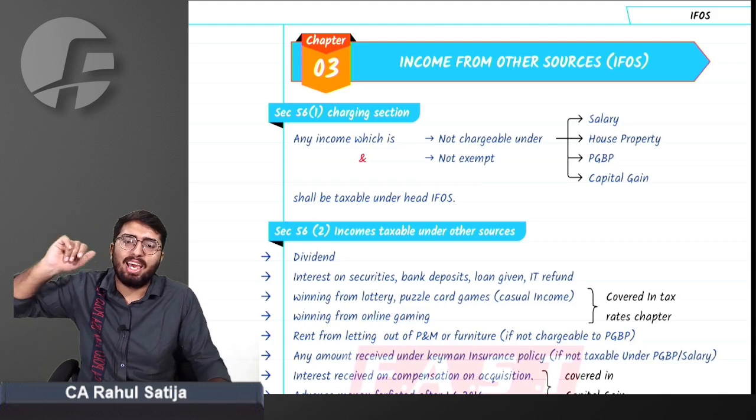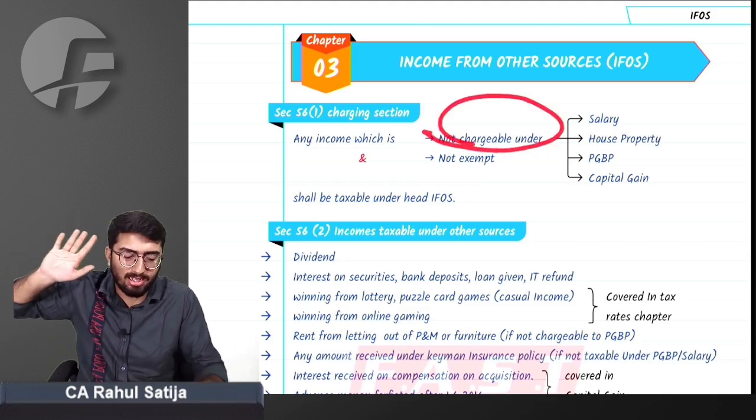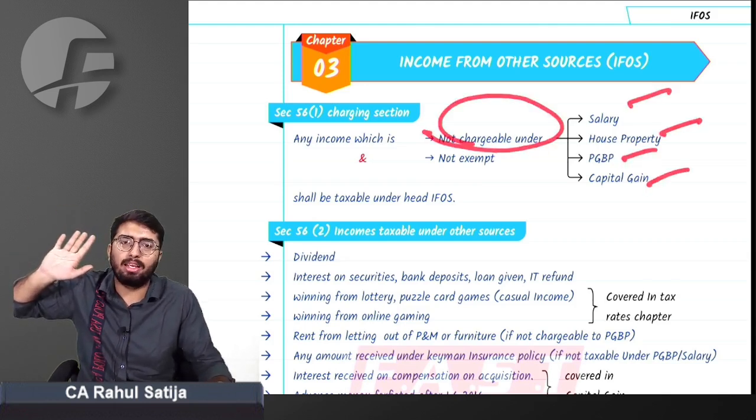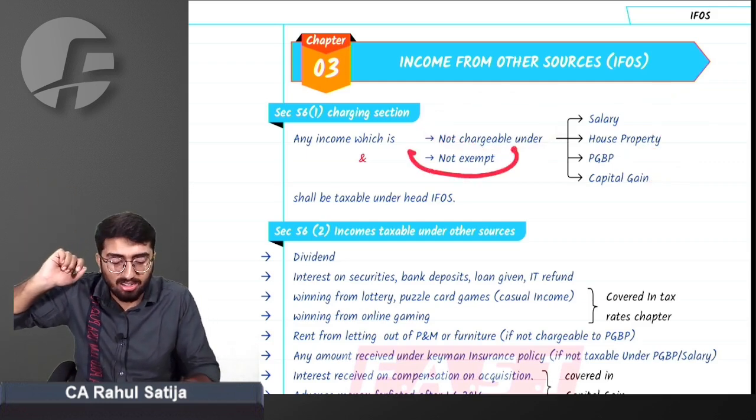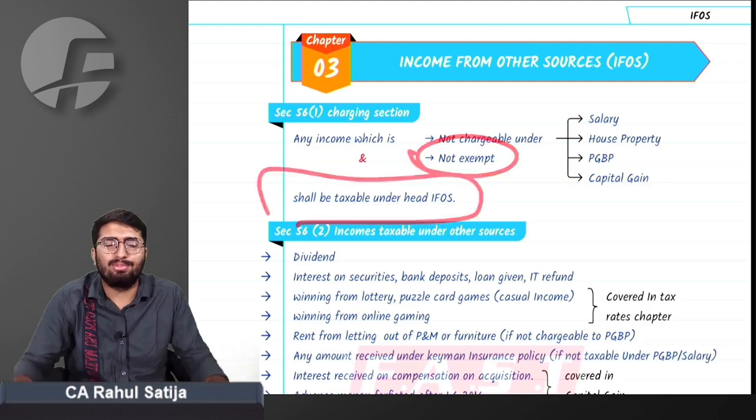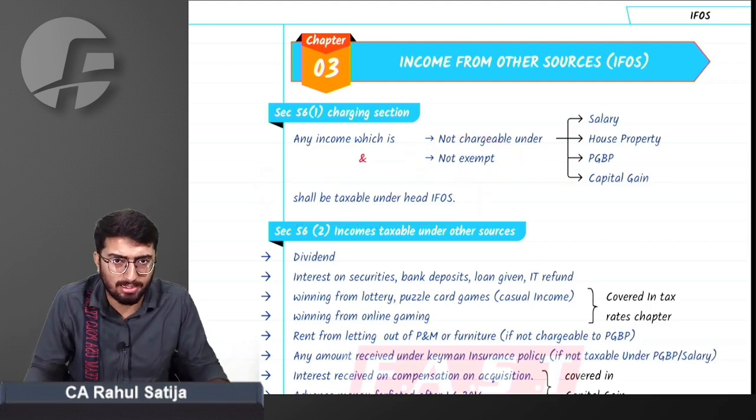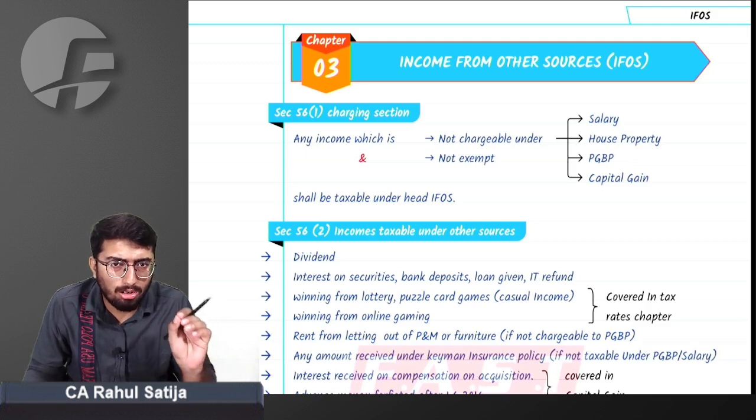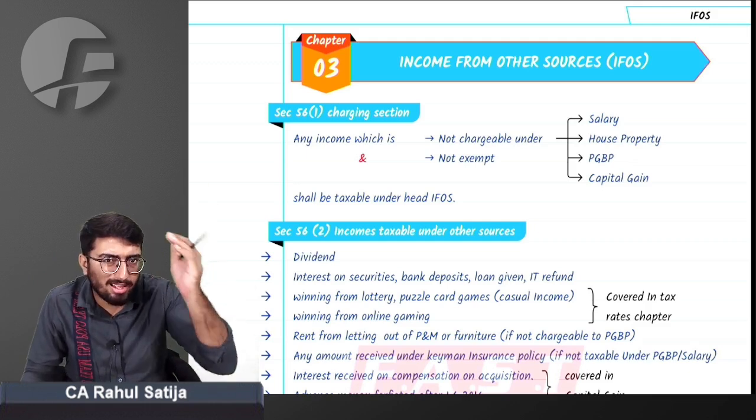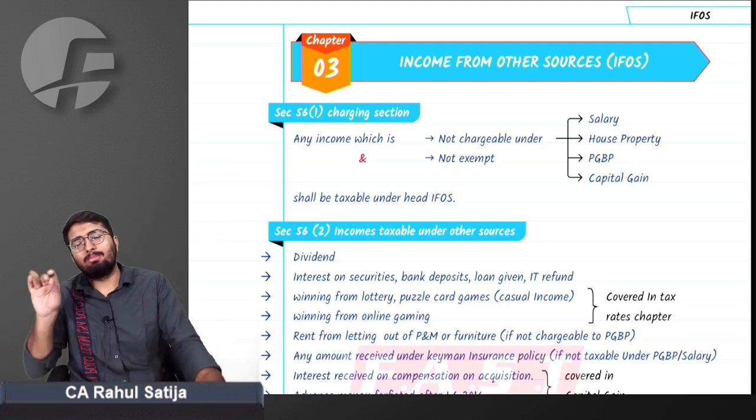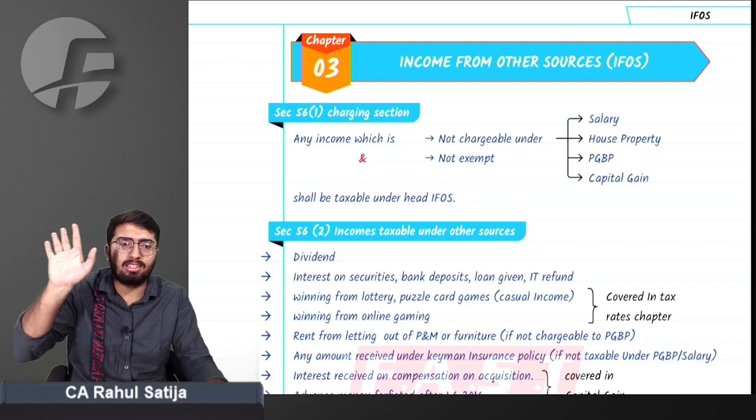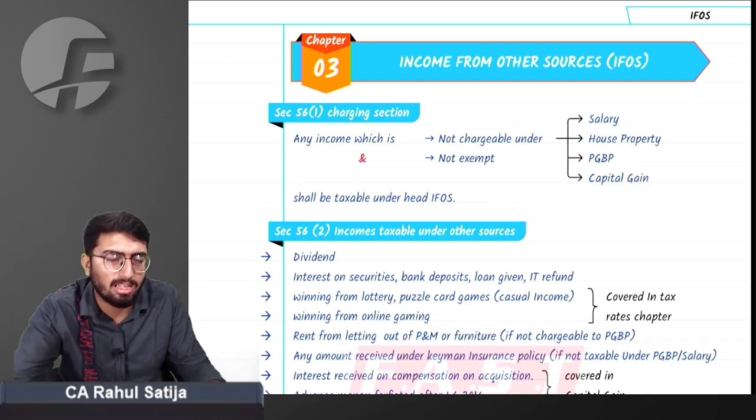What does the charging section say? Any income that is not chargeable under the head salary, house property, PGBP or capital gain, which is not chargeable in any head and which is not exempt, shall be taxable under the head IFOS. That is the very basic definition. That means all income that is not taxable elsewhere will be taxed here. Whenever income is not taxable in any head, it will be taxable under IFOS.